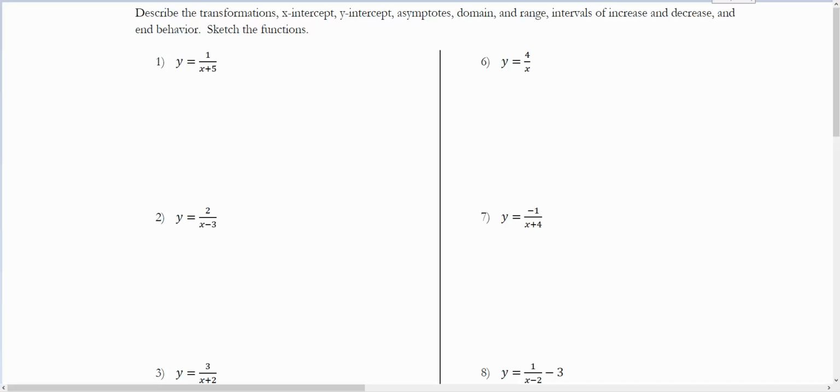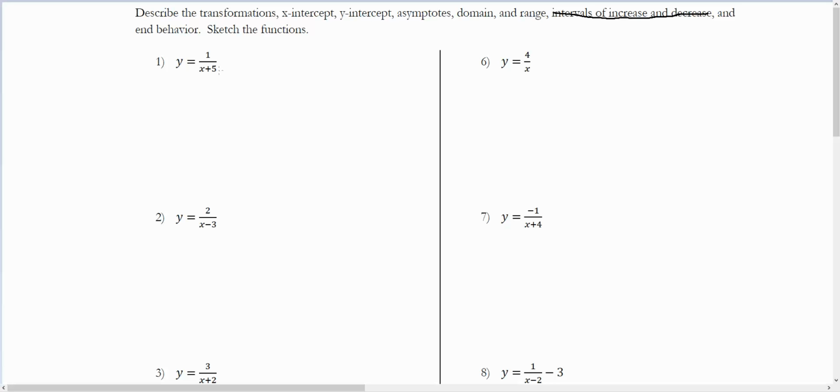Welcome students. In this video, we're going to sketch a few simple rational functions, and we're going to focus on the x-intercept, the y-intercept, asymptotes, domain and range. We're not going to do so much the intervals of increase and decrease, and we'll look at the end behavior, and of course we're going to sketch them.